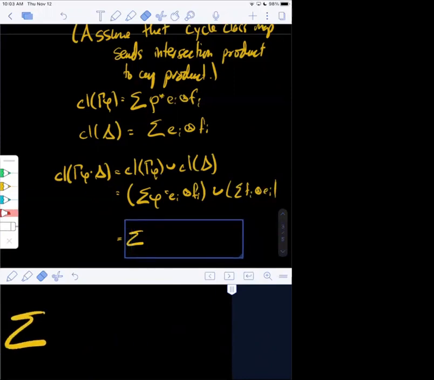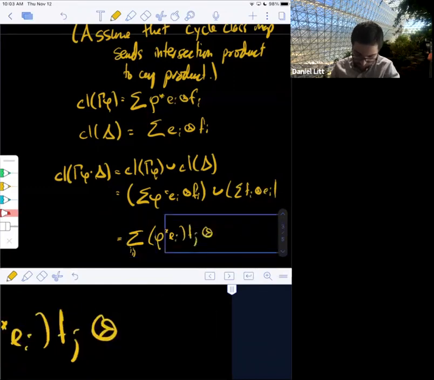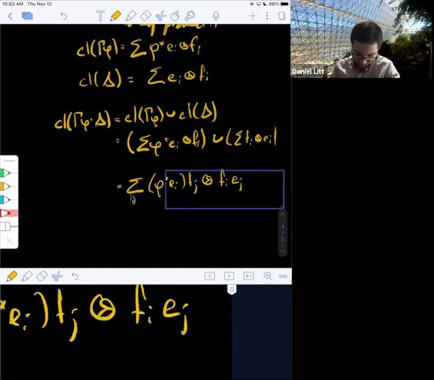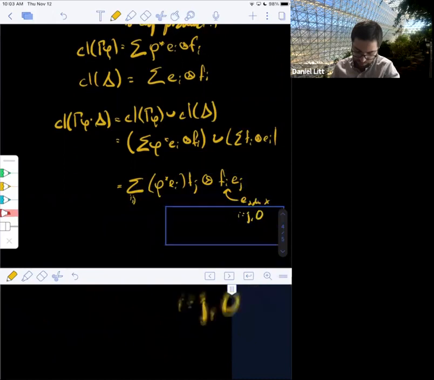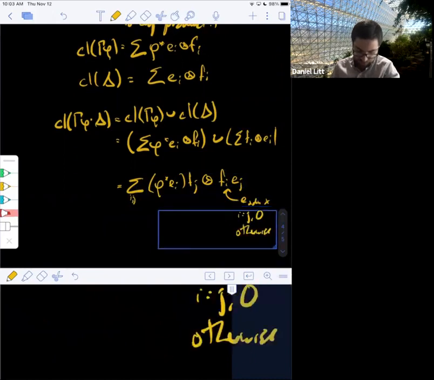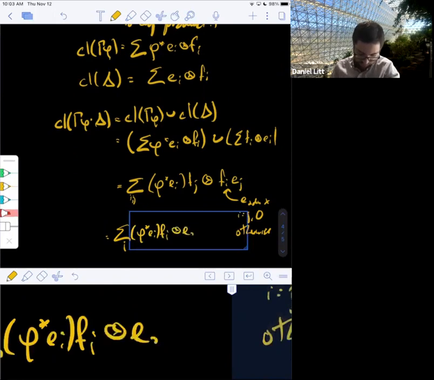Yeah. So let's do a sum over i and j and see what happens. We'll get the sum of phi star Ei times Fj tensored with Fi Ej. Let me write it this way. So this Fi Ej is E2 dim x for i equals j and 0 otherwise. So we lose all the terms where i doesn't equal j, and then we get the sum over i of phi star Ei Fi tensored this E2 dim x.